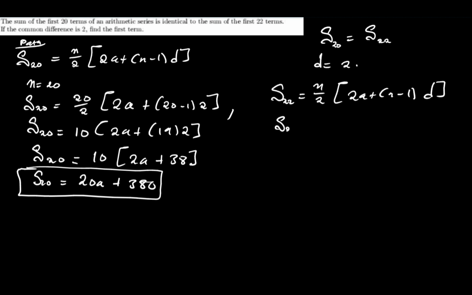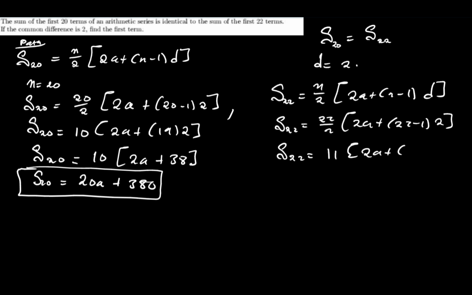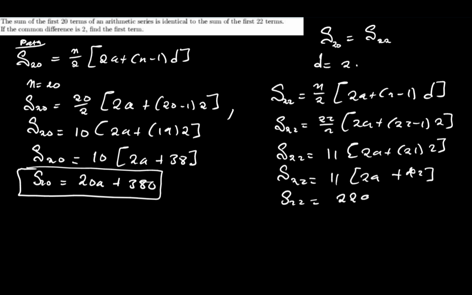So we're saying the sum of the first 22 terms, we'll say n is 22 divided by 2, then 2a plus 22 minus 1, the common difference is 2. The sum of the first 22 terms will give us 11, then we'll have 2a plus 21 times 2. So our sum of the first 22 terms being equal to, what are we going to have now? We're going to have 11 multiplying 2a plus 42. So our sum of the first 22 terms giving us 22a plus 462.